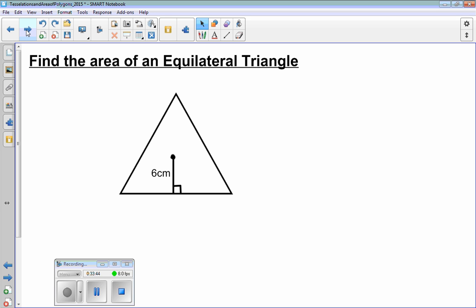What is the 6? Is it a base? Is it a height? Is it neither of those things? It's part of the height. It's not half of the height. Be careful with that.